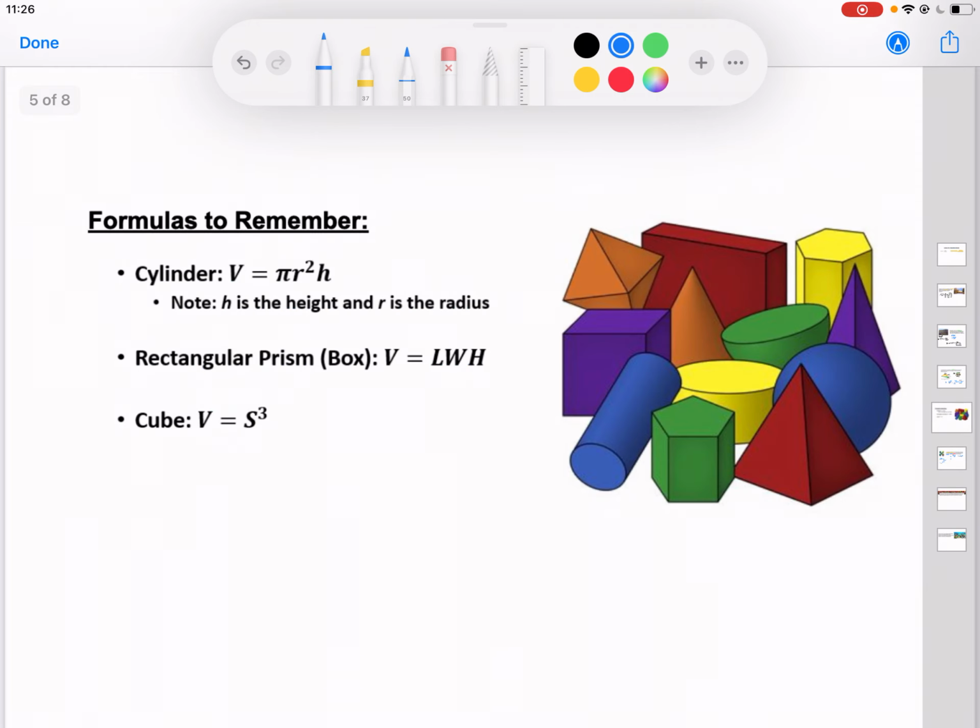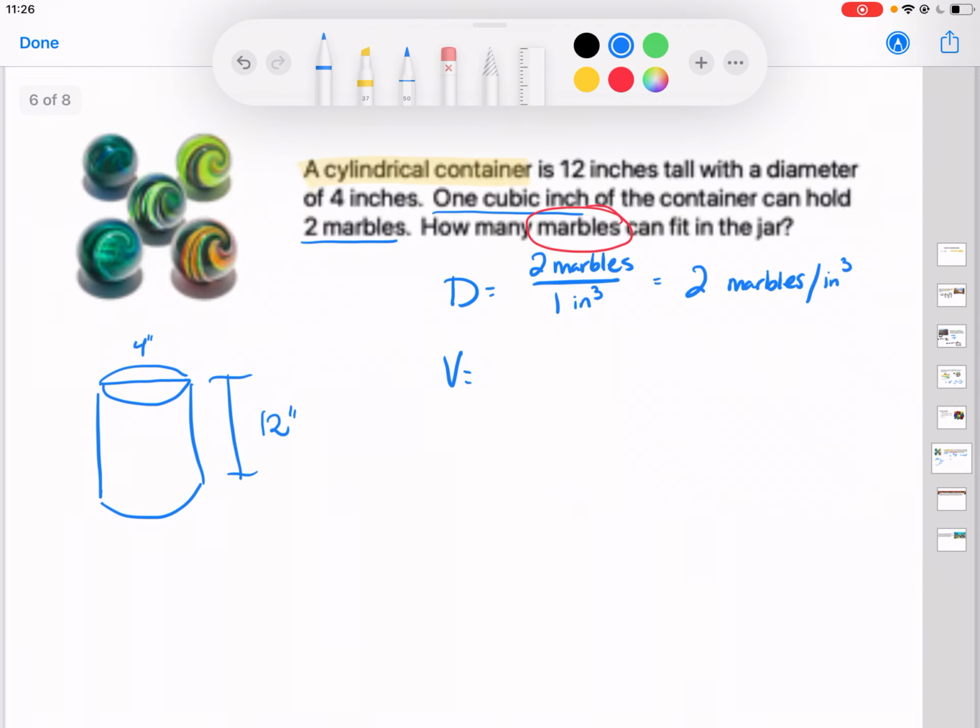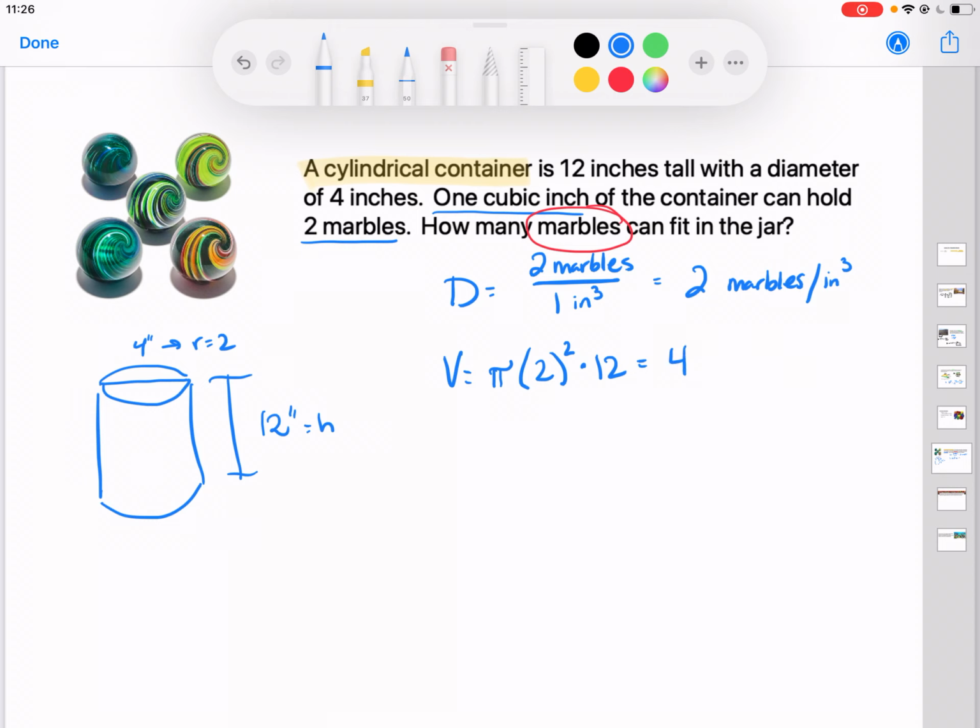So if you look back on this, remember it's pi r squared times height. So pi, our radius is 2, because you do half of the diameter. So 2 squared times our height, which is 12. And that would be 48 pi. We'll simplify it later, and let's do our cubic inches. 48 pi cubic inches.